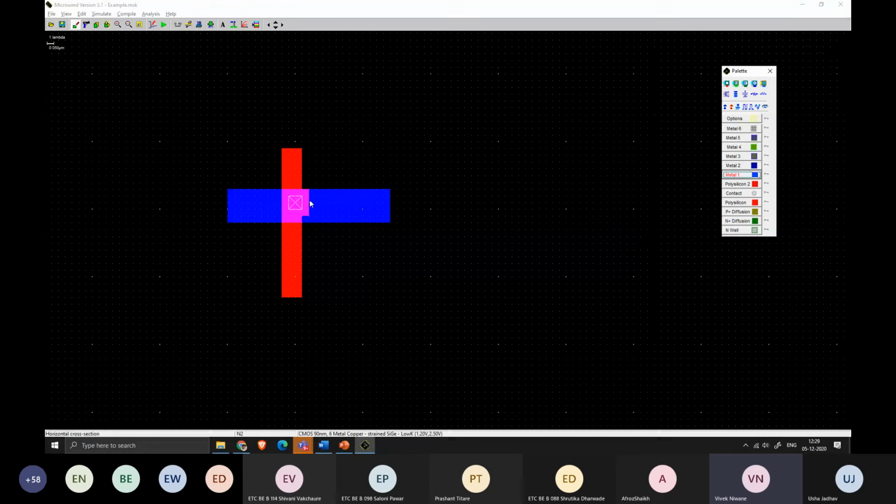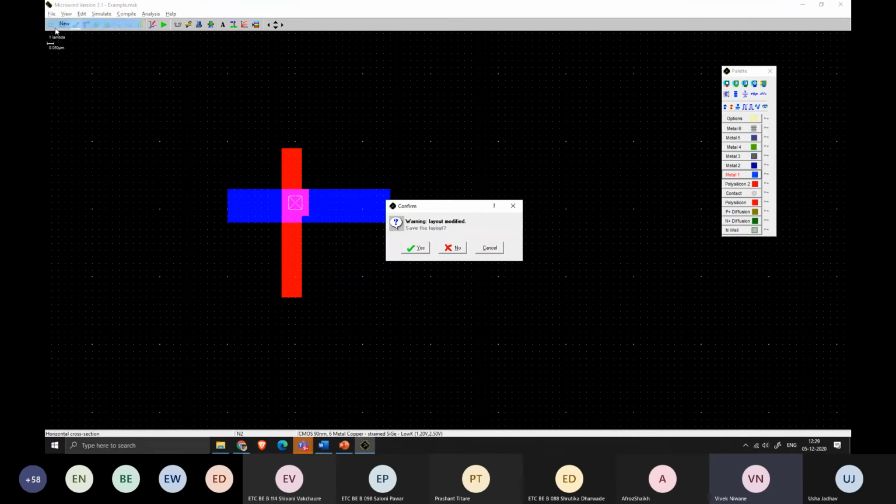And this contact looks pink in color. So whenever we want to have the connection between the metal one and the polysilicon, we need to put the contact, and that contact looks like a via. That is the cross section view I showed you.